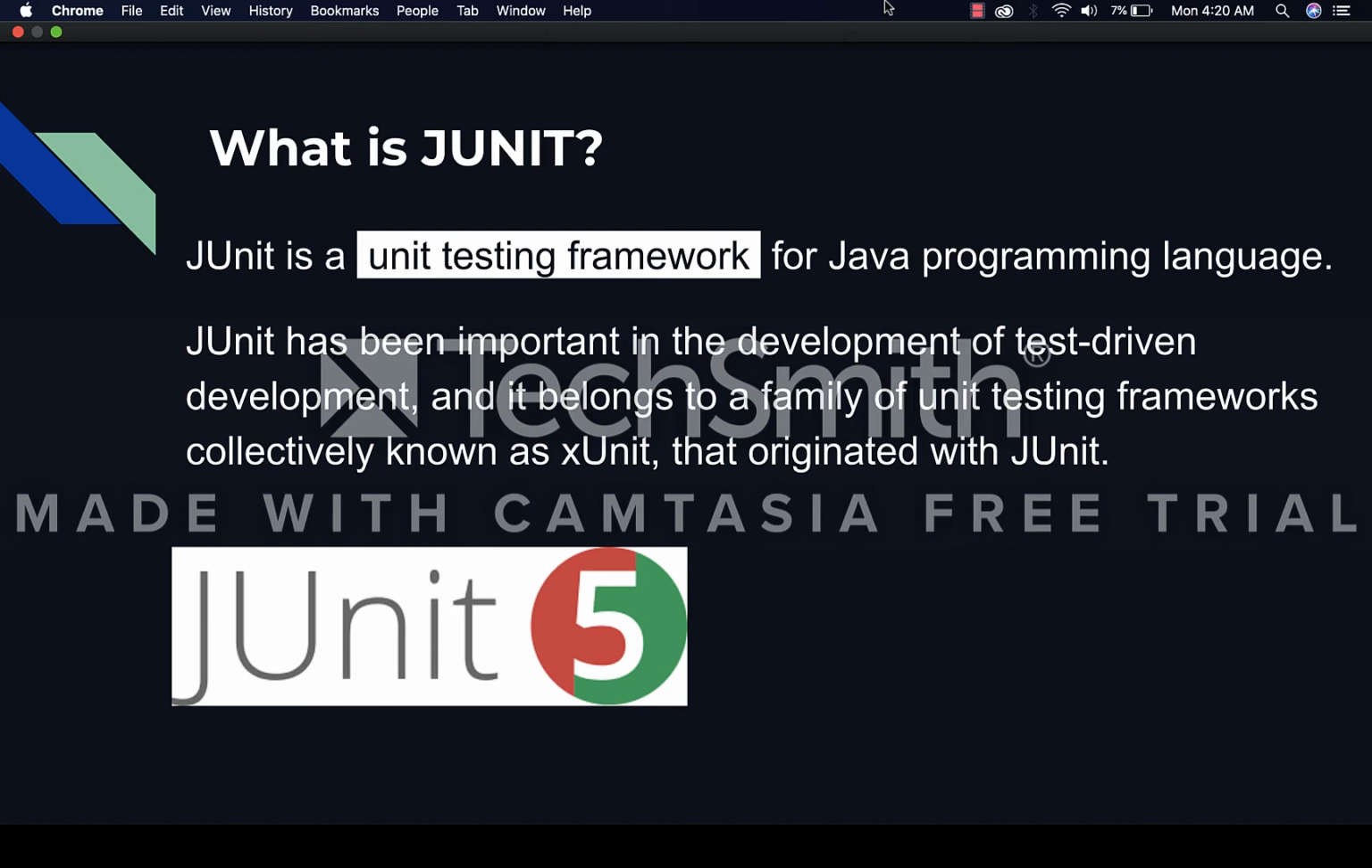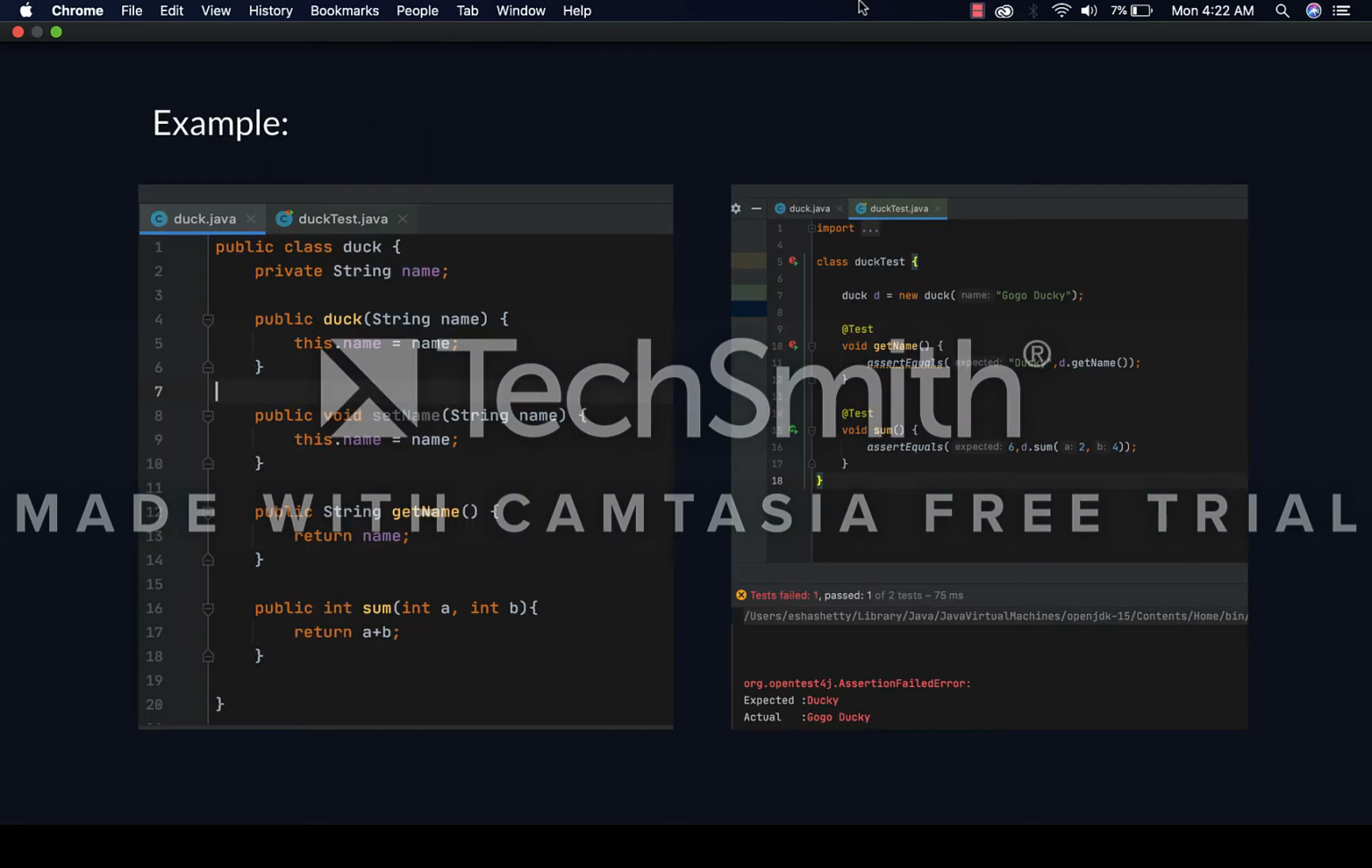What is JUnit? JUnit is a unit testing framework for the Java programming language. It has been important in the development of test-driven development, and it belongs to a family of unit testing frameworks collectively known as xUnit that originated with JUnit. The latest version of JUnit that we are currently running is JUnit 5. Now Ashish will explain how we can practically conduct unit testing using an example in JUnit.